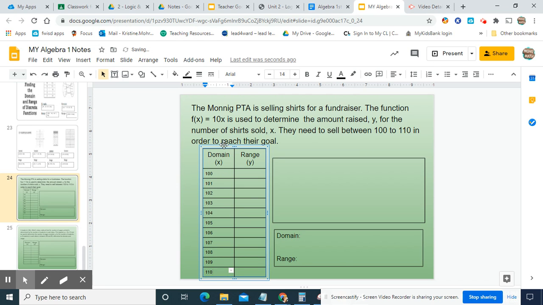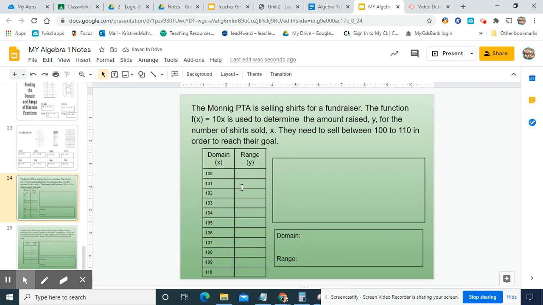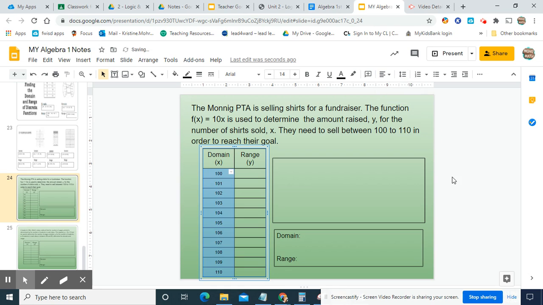Also note that on discrete functions, what we're looking at here, it will never include decimals. And that's because the situation can never be a half of something. So for instance, the PTA is selling shirts. Well, they cannot sell you half of a shirt cut down the middle. So it has to be either a whole shirt or no shirts at all.